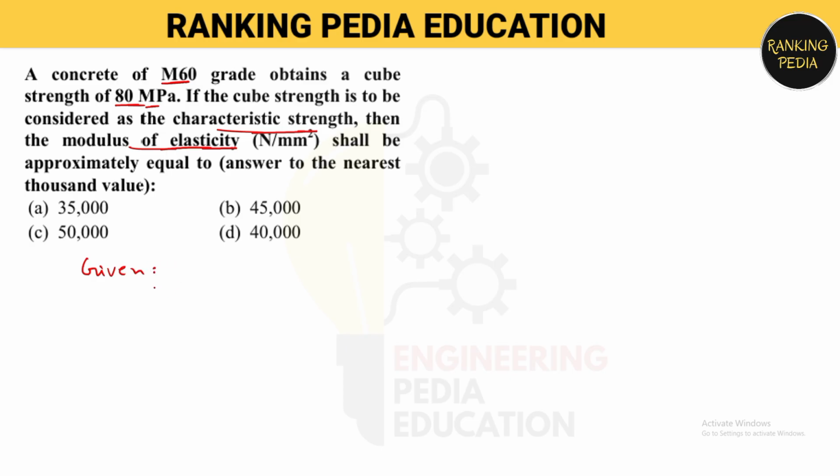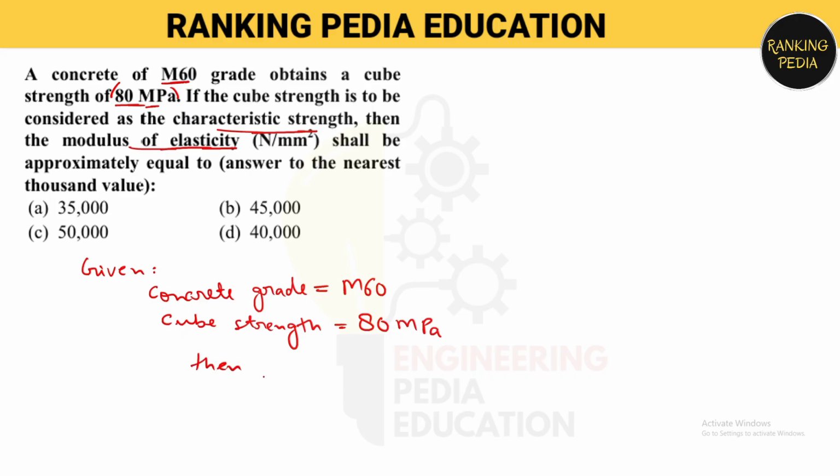So given is your concrete grade, which is M60, and cube strength is given, which is here mentioned 80 MPa. Cube strength is 80 MPa. So if the cube strength is to be considered as the characteristic strength, then what will happen? Then your fck is equal to 80 MPa.